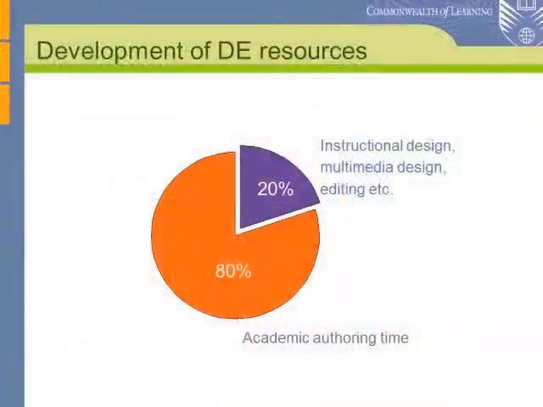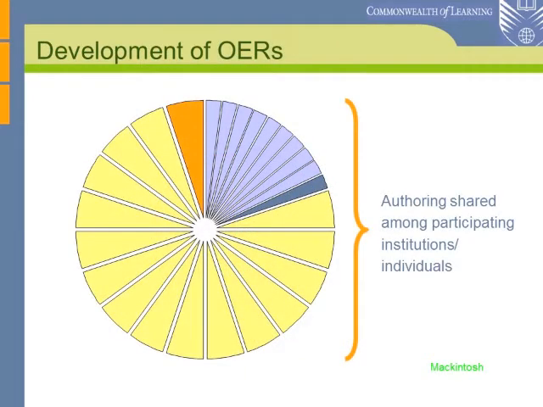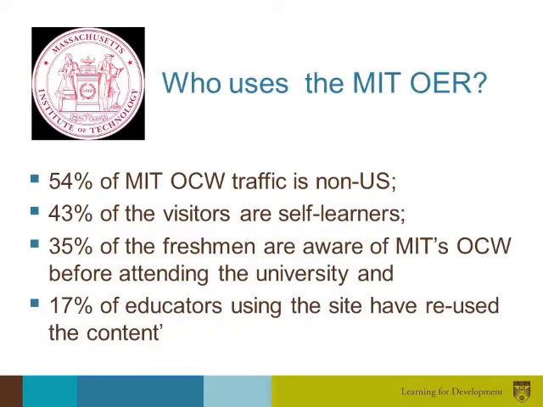Now, the other advantage that is cited is that course authoring time can take up to 80% of an academic's time, as we all know, in a distance education context. But if we collaborate to develop OER, the responsibility is shared by many academics, and because this responsibility is now shared by many people, it saves both course authoring time and money. It's also clear that offering free content raises the profile of the university, as it did in the case of MIT, the Massachusetts Institute of Technology.